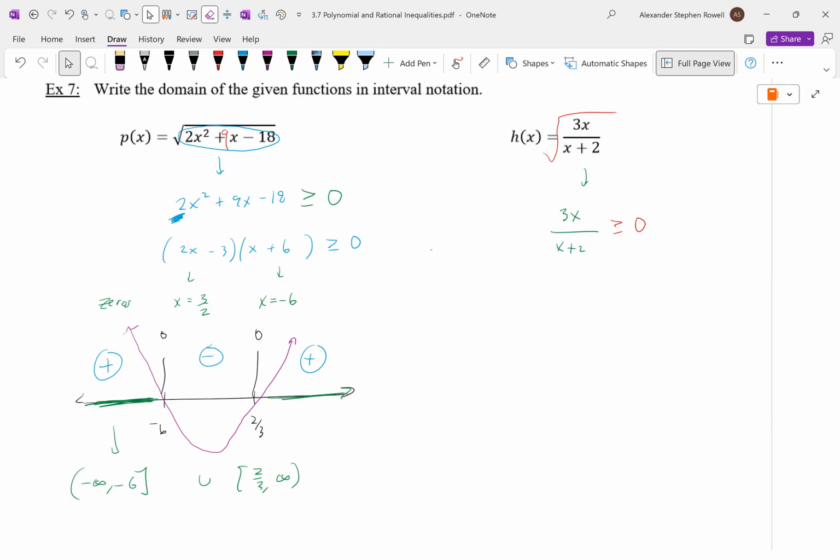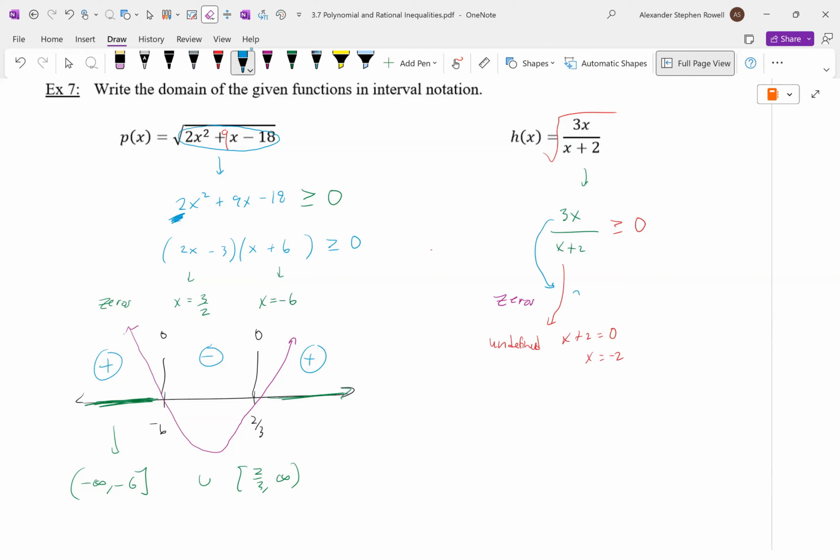The next one, you make one side 0. You need to subtract to do that. Next, you need to get a single fraction. We have that, so we're already able to find the zeros. Where are the zeros for this one? Negative 2 is something else. Undefined. So x plus 2 equal to 0 is where it's undefined.